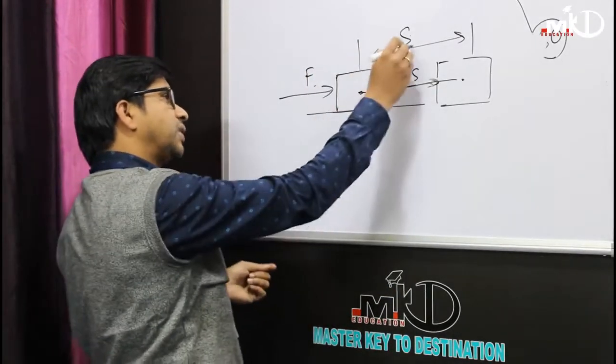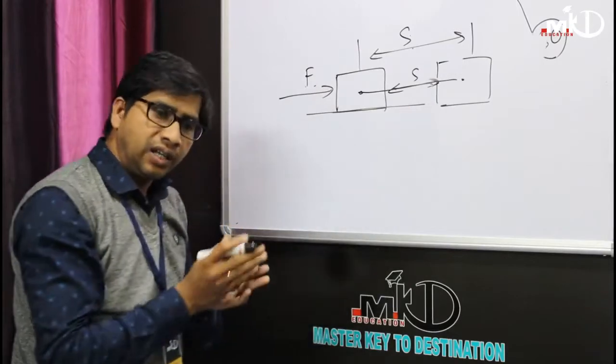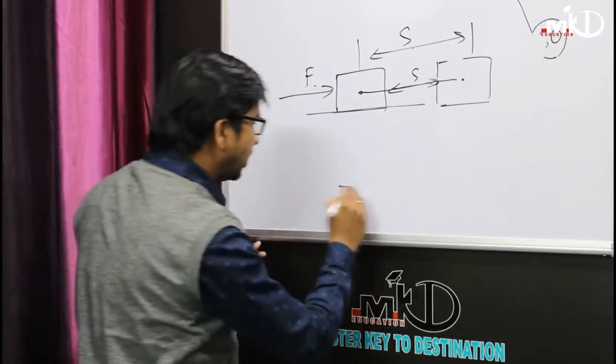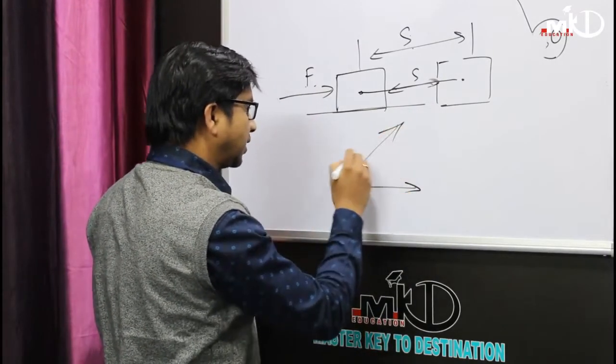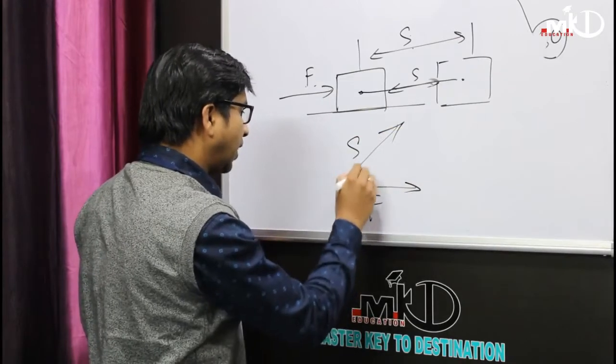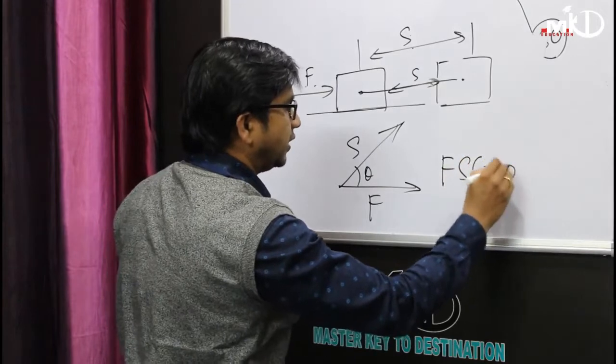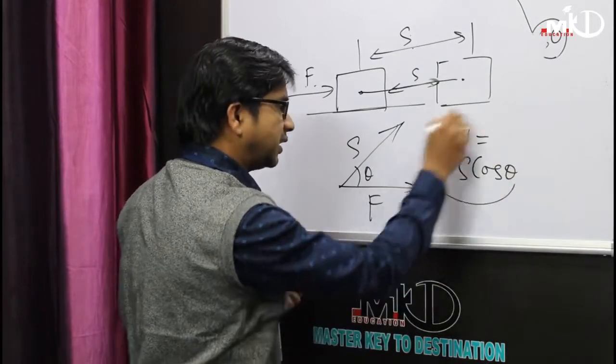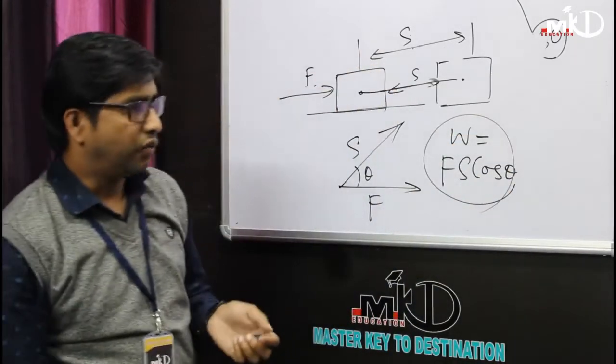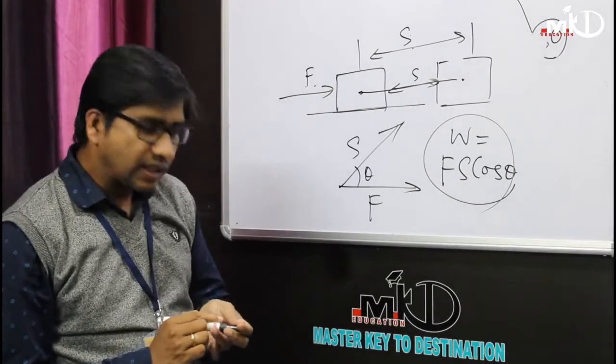And here the displacement and the force are along the same direction. Now if the force goes in one direction and the displacement in another direction, then there is a formula: you will find this is F dot S, or F S cos theta, is the work formula. So these things you will read again in work and friction.